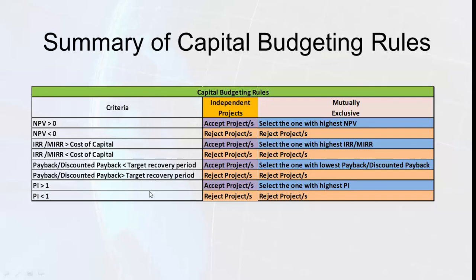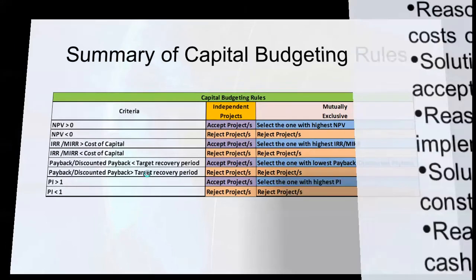Okay, PI again, choose the one with greater than 1, and if independent, take all of the projects which have PI greater than 1, and if it's mutually exclusive, take the one with the highest PI. Okay, so this is the summary.